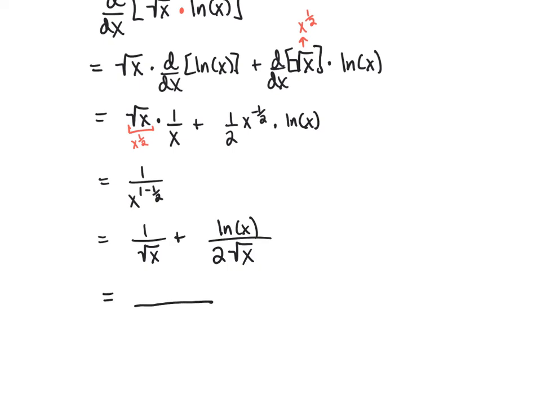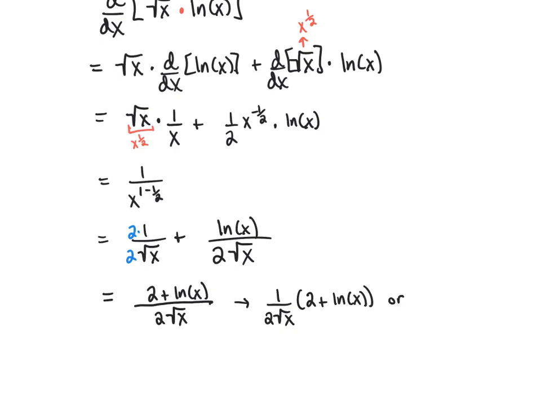Since my original function was a product, I want to try to write this as a product if possible. And in fact, we might want to go ahead and write it with a common denominator. Multiply this one by 2 over 2. So I get 2 plus the natural log of x over 2 square root of x. Now you'll notice that's not really a product, it's a quotient. So if I really wanted to write it as a product, I would say 1 over 2 root of x multiplied by 2 plus natural log of x.